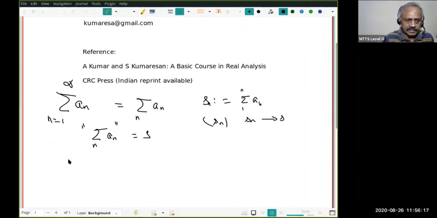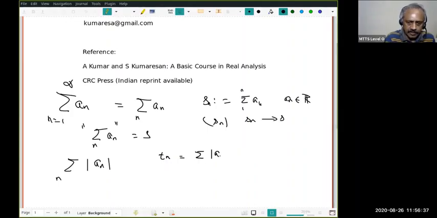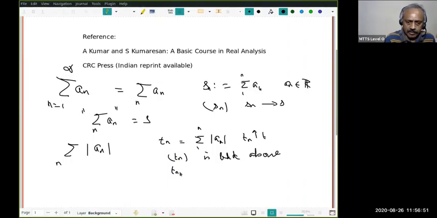Next, when do I say this is absolutely convergent? Assume these are all real numbers; they could even be complex numbers. Look at the series of absolute values. Now notice that if T_n denotes the partial sums of |a_k|, k equal to 1 to n, then T_n is increasing. Therefore, it is convergent if and only if T_n is bounded above. Suppose T_n is bounded above, then T_n converges to T. What is this T? It is nothing other than the LUB of the T_n's, the partial sums.